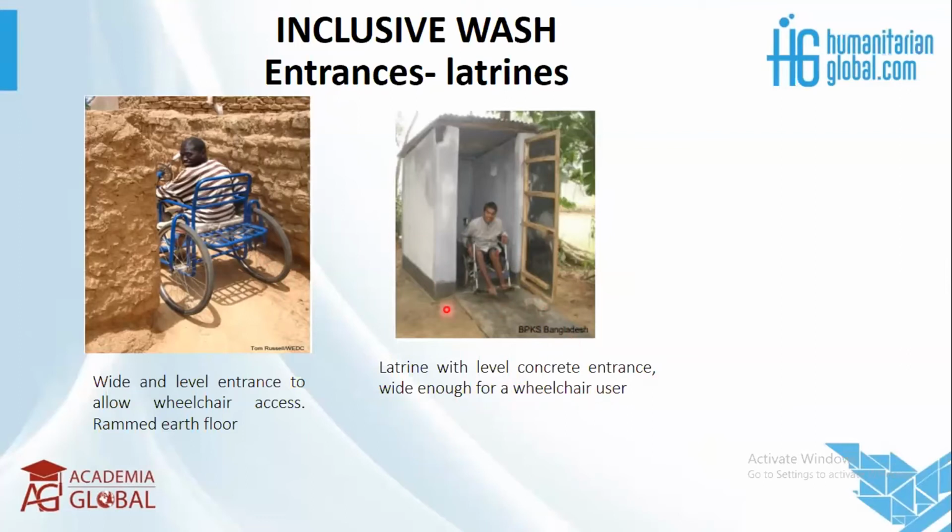Entrances also go with what we call the space. When you're designing latrines for people who use wheelchairs, it should have enough space even inside, so that they should be able to maneuver and move within the facility. So it's also about entrances. The entrances should be really accessible even for people who have wheelchairs.